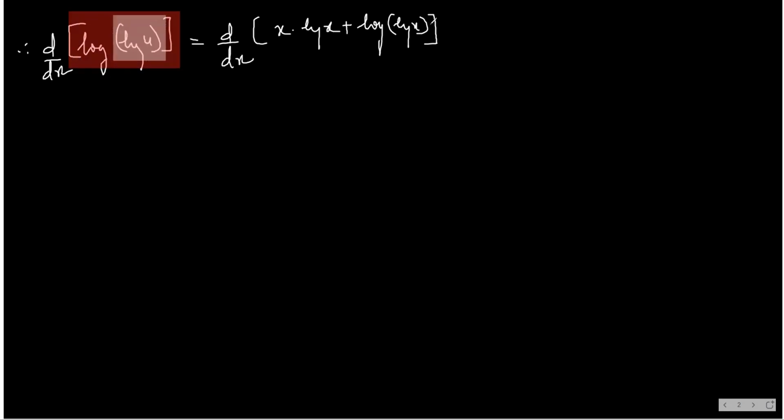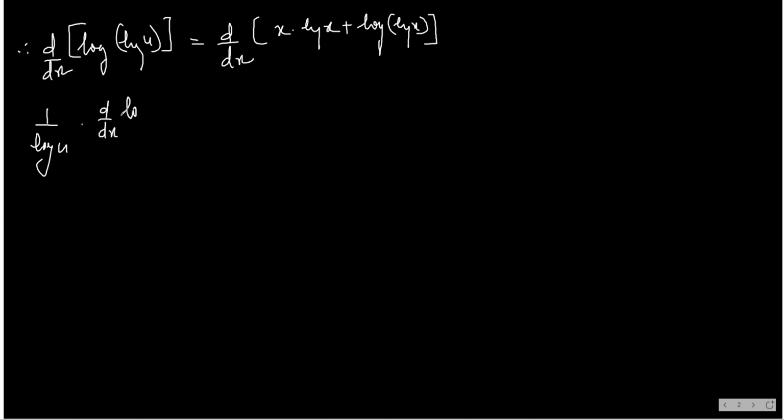So I will go for the derivative, and the derivative of log of log u with respect to x will be 1 upon log u into d by dx of log u. I could have directly written d by dx of log u; we should be writing it directly.